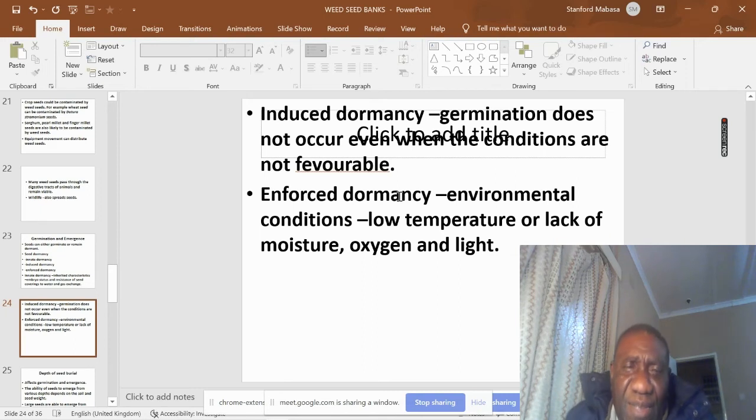But enforced dormancy can be caused by environmental conditions such as low temperature or lack of moisture, oxygen, and light. But this can be reversible. That is the difference.